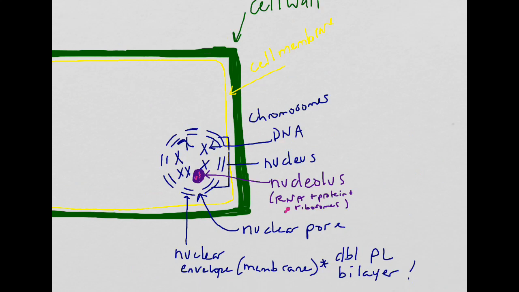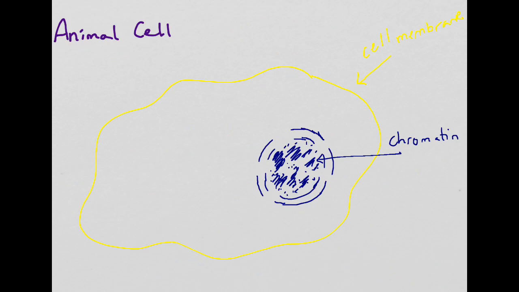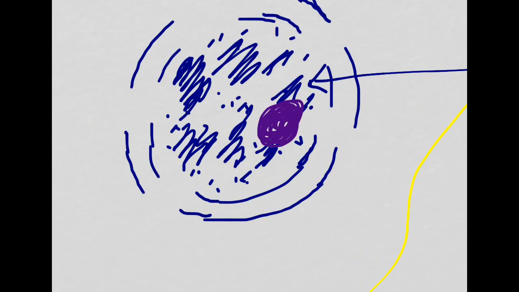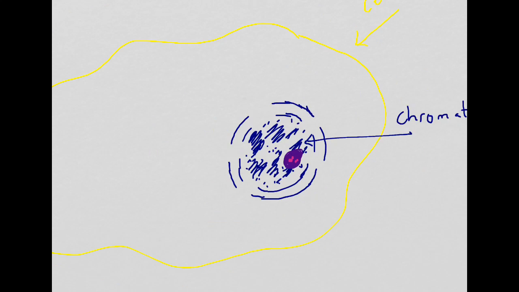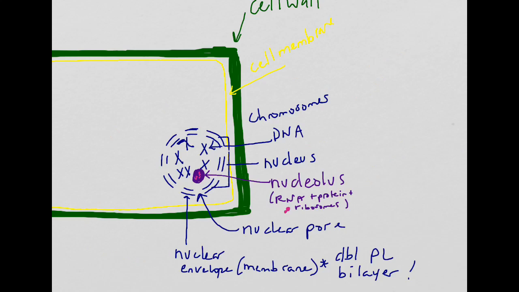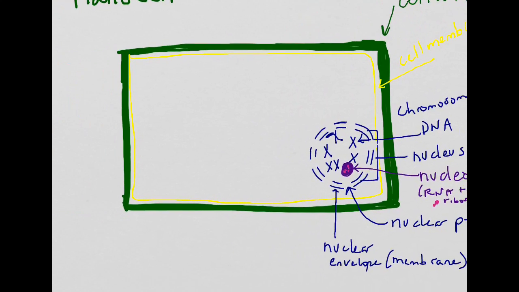All right, let's go put our nucleolus over here. We're going to give it a big purple dot. I'm not going to label everything on this animal cell just to save time. Okay, so I got some ribosomes in there. It'd be good for you to pause it and see if you can identify the things in the animal cell that I don't label.